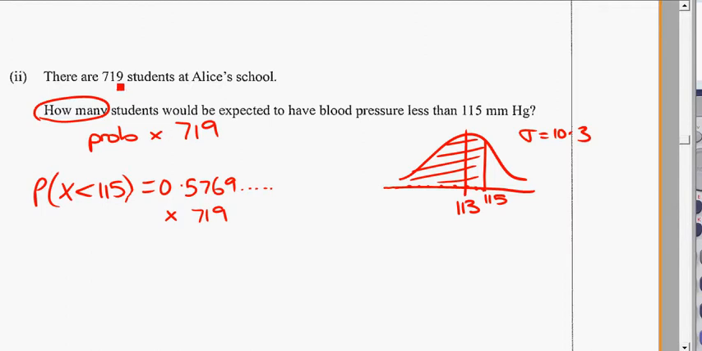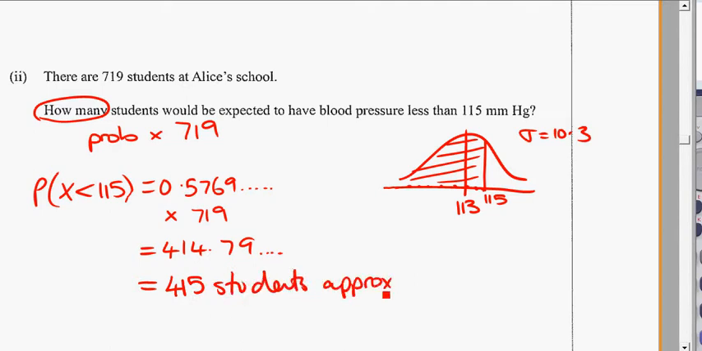So we want to find that proportion of the 719. It's going to be just over half the students. And multiplying that out, we need to do some rounding because it's a number of students. 414.79 ... and now let's do some rounding. We'll round that to 415 students. Approximately. Or 414 would be fine too. So that's how many we would expect to have a blood pressure less than 115.